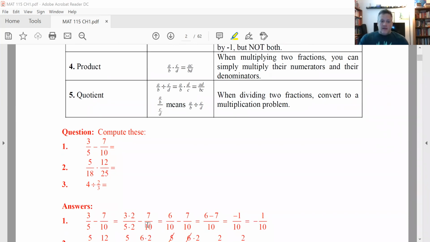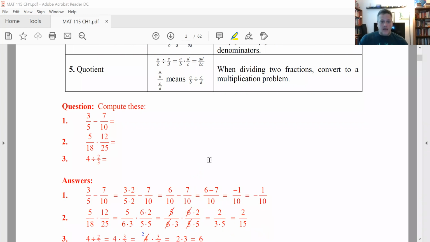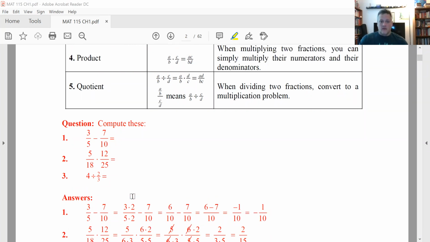Right? We multiply the first one, top and bottom, by 2, right, to get a fraction that has a denominator of 10. That first fraction is equivalent to 6/10. So if you subtract 6/10 minus 7/10, you just subtract the tops, keep the bottom the same. That gives you -1/10, which, remember, we can write as just pulling that negative out in front.